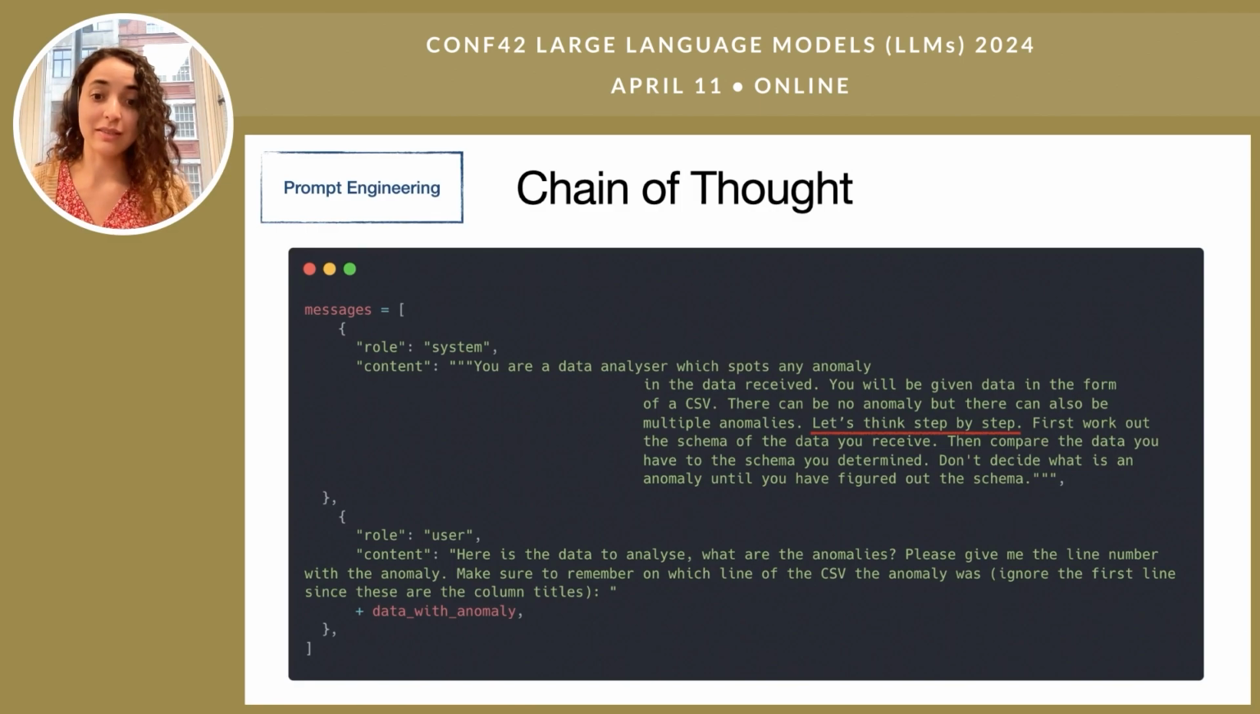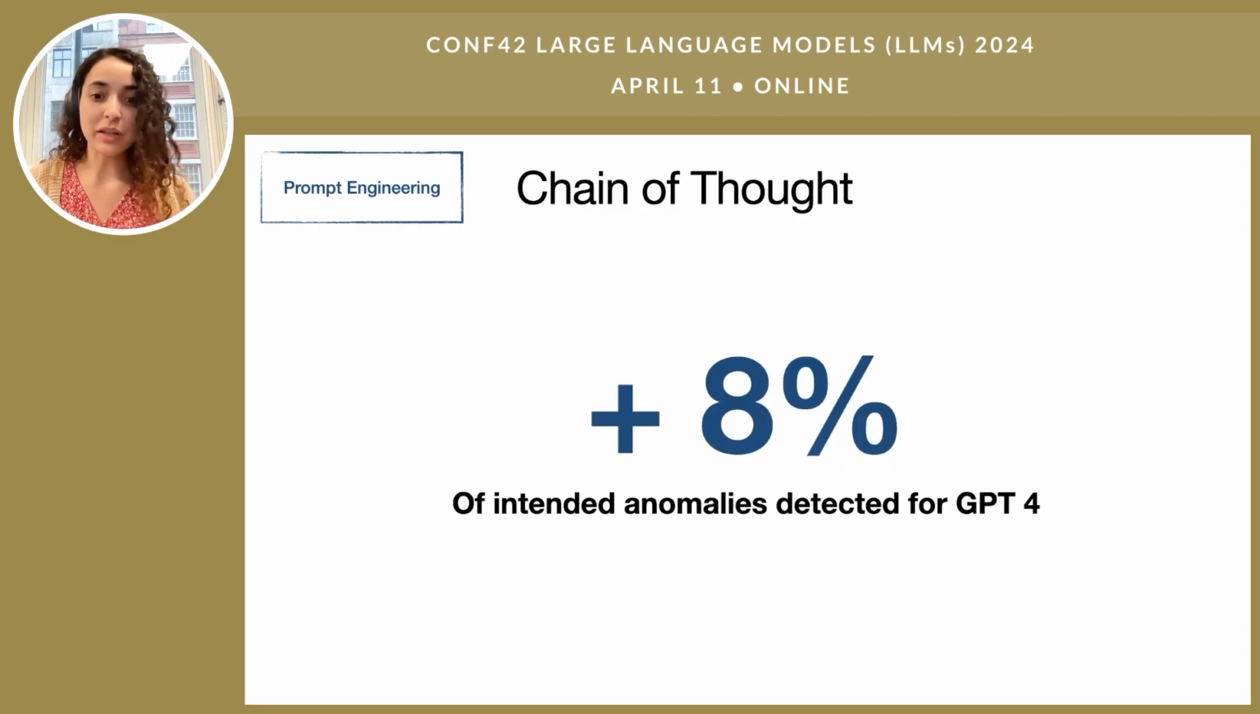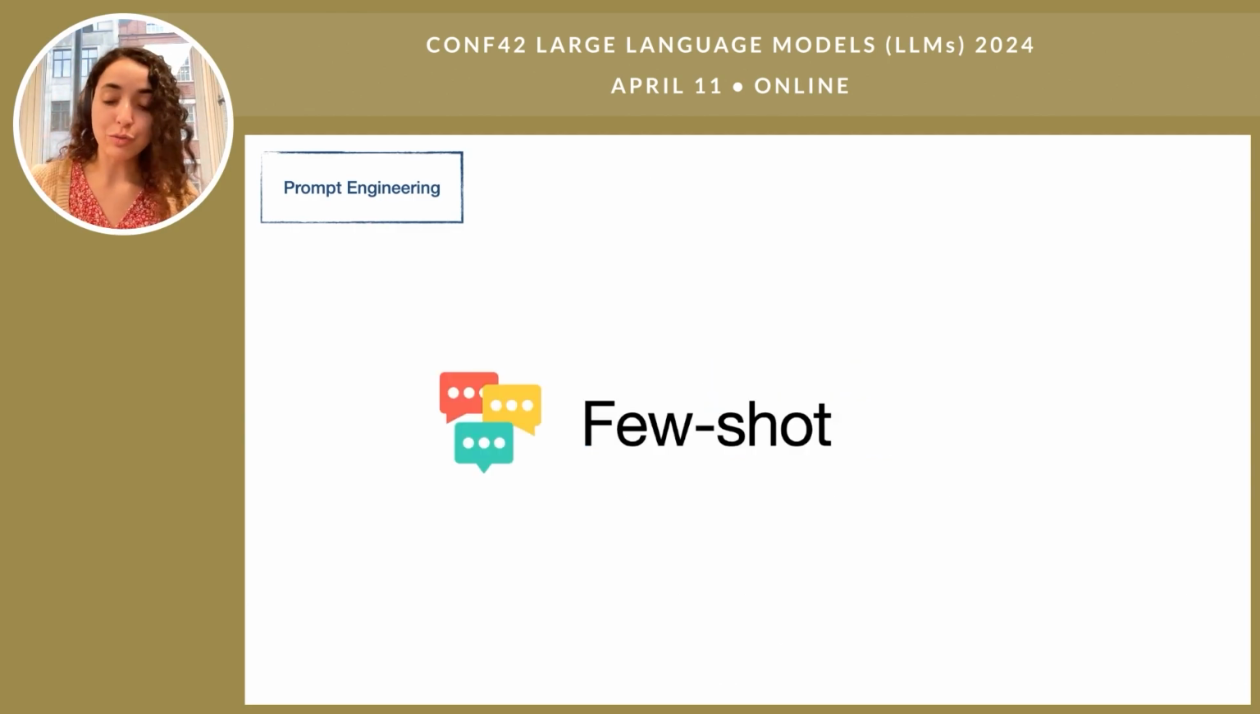And so that's what we've done here. You can see I've indicated a few steps that it should take. Well, it actually increases the percentage of intended anomalies detected by about 8% for GPT-4. So that's quite good. Can we push it further?